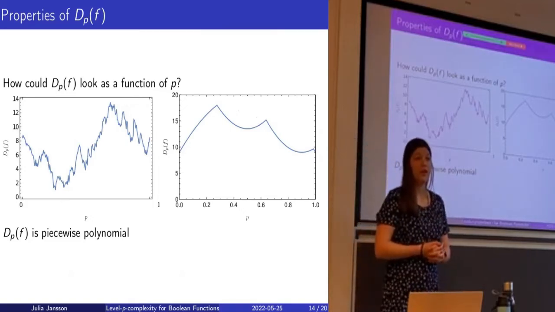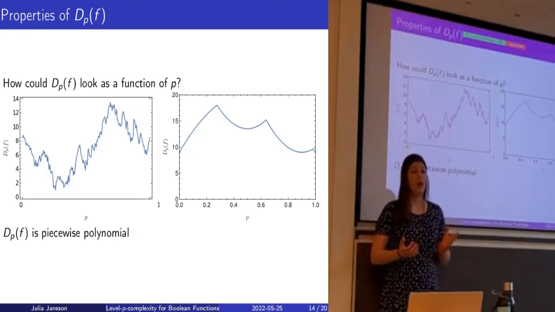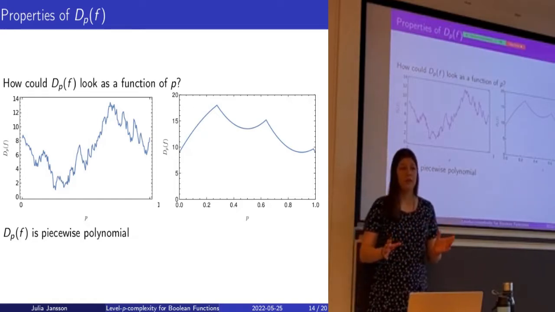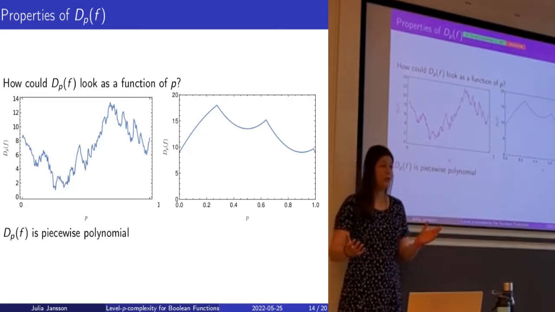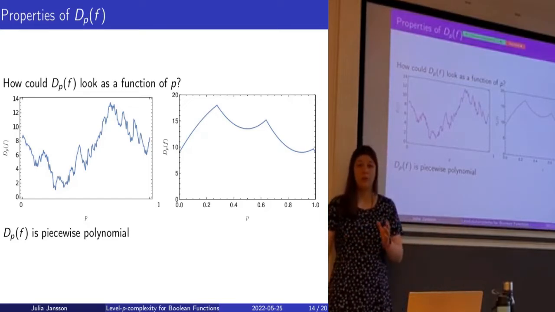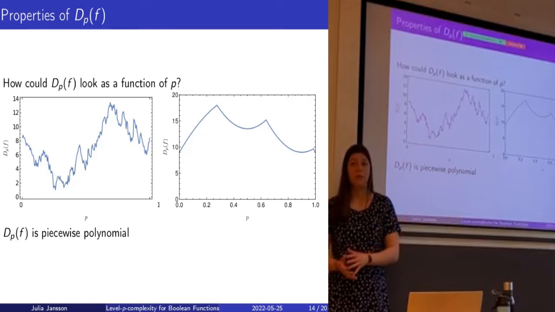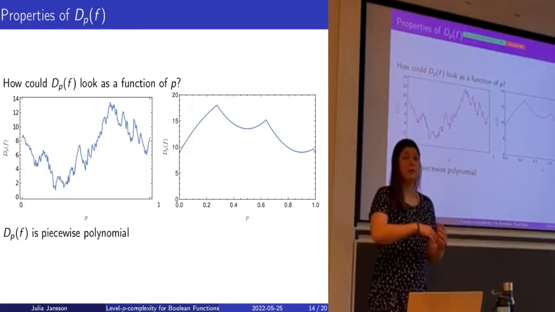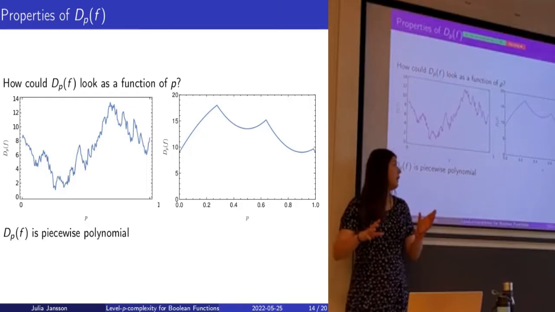So as I mentioned before, the level P complexity is piecewise polynomial. And this is since it's a minimum over all algorithms of expected costs. And the expected costs are actually polynomials. And this is since we have a finite Boolean function and we have a finite number of inputs, and each of them has a probability, which will be a sum of the product of p and 1 minus p terms. So in the end, this will be a polynomial. And when we have the minimum of these, the level P complexity might not be just a polynomial in the whole interval. It might intersect at some points, but it will be piecewise polynomial.